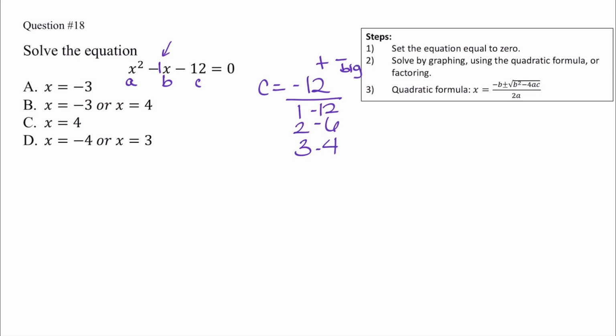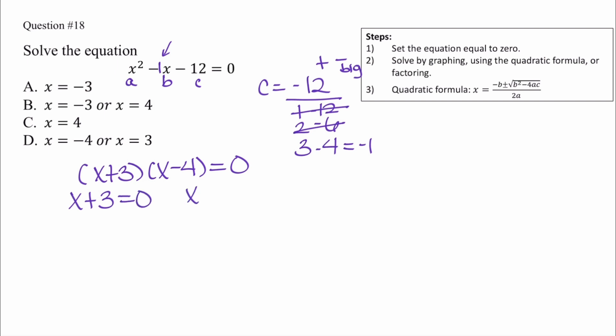So 1 and negative 12 is negative 11, doesn't work. 2 and negative 6 is negative 4, so that doesn't work. 3 and negative 4 does add to negative 1. So I can factor this as x plus 3 times x minus 4 equals 0. Then I can set each factor equal to 0 and solve for my values of x. So that gives me x equals negative 3 and x equals positive 4. So that's how I can get answer choice B.